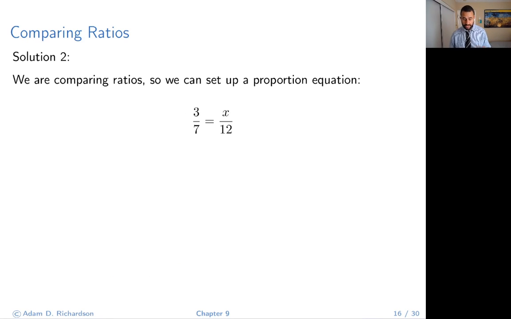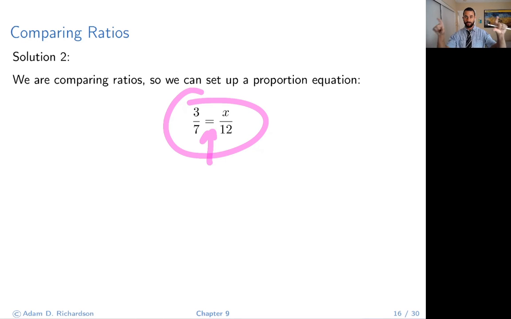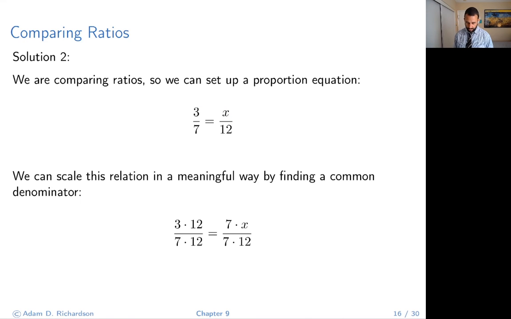Here's the second solution. We can set up a proportion equation, and a proportion equation looks like this. Remember, a proportion has to have this equal sign, and what we're saying is one ratio is equal to another ratio. That's a proportion. The question we're trying to answer is this: we're trying to solve for x here. How much of that do we need? There's a couple ways to do it. You can scale the relationship in a meaningful way by finding a common denominator, and then you can compare the numerators.